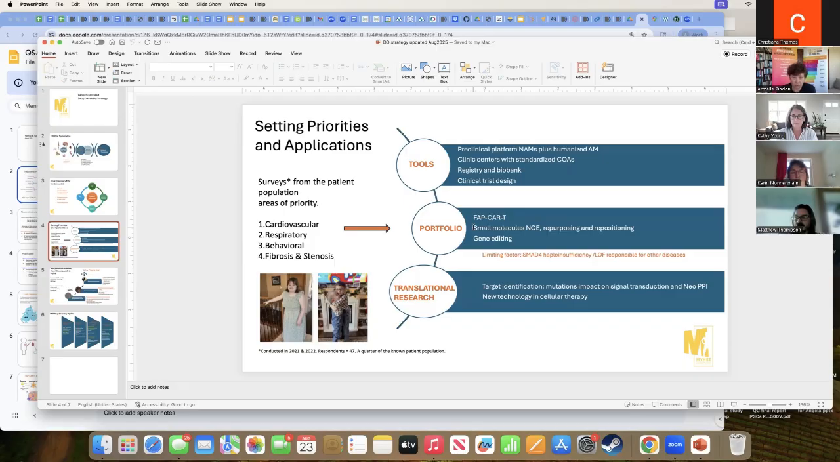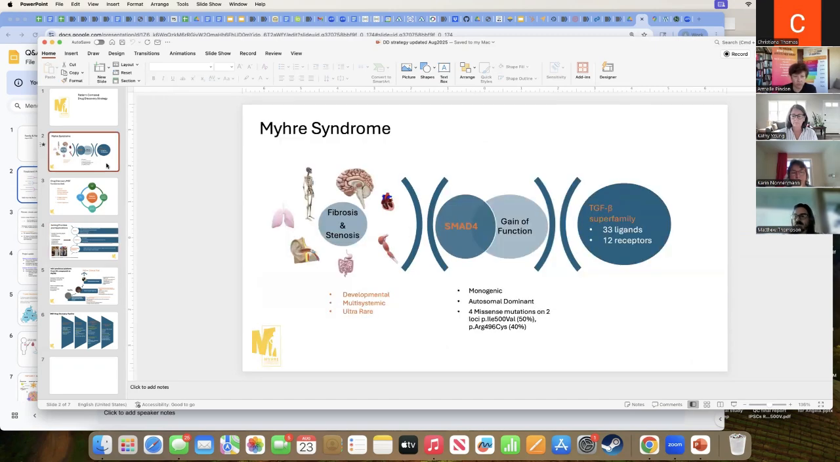act on SMAD4. So if you remember last week, no, last month or even the month before, I talked about the Myhre syndrome. So I explained that the problem comes from a mutation in SMAD4 that gives a gain of function of SMAD4, and that triggers a lot of different issues in many systems. So that's the reason why it's called multisystemic. And the common mechanism is fibrosis and stenosis.